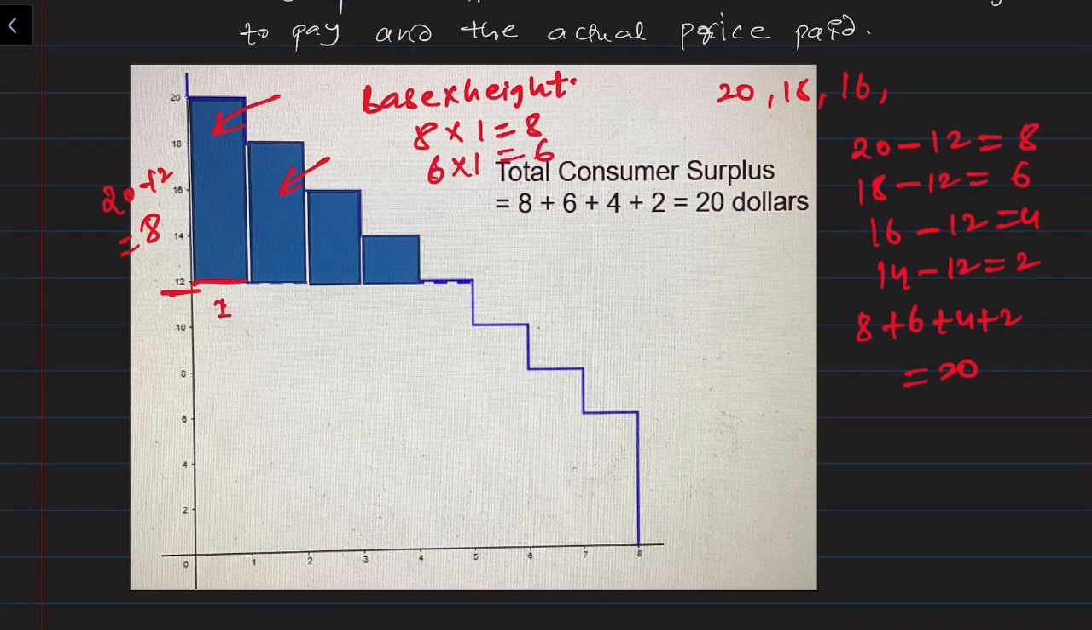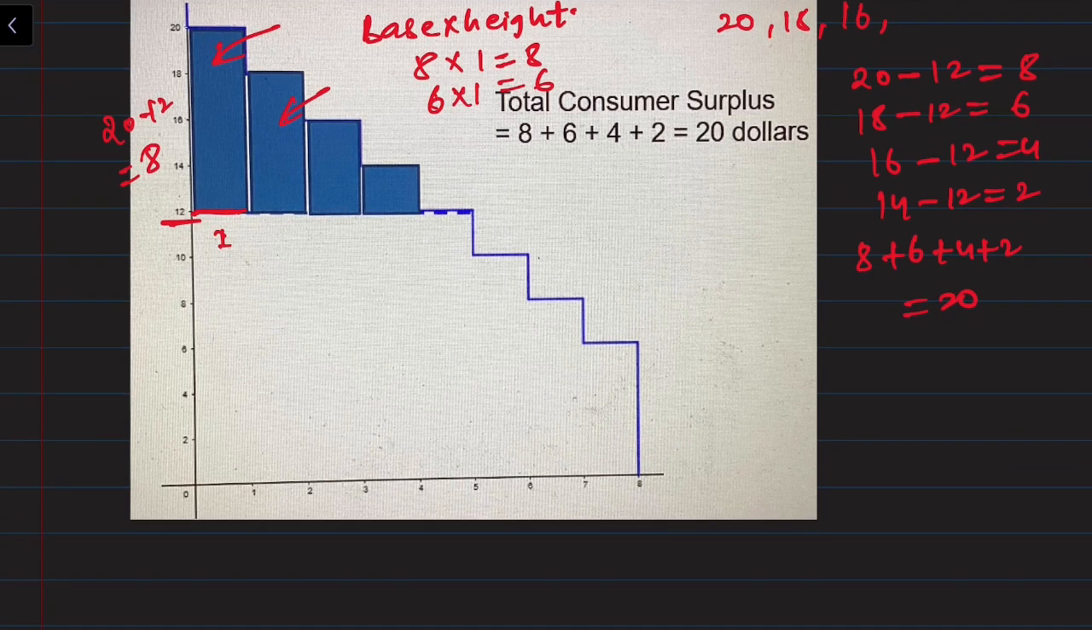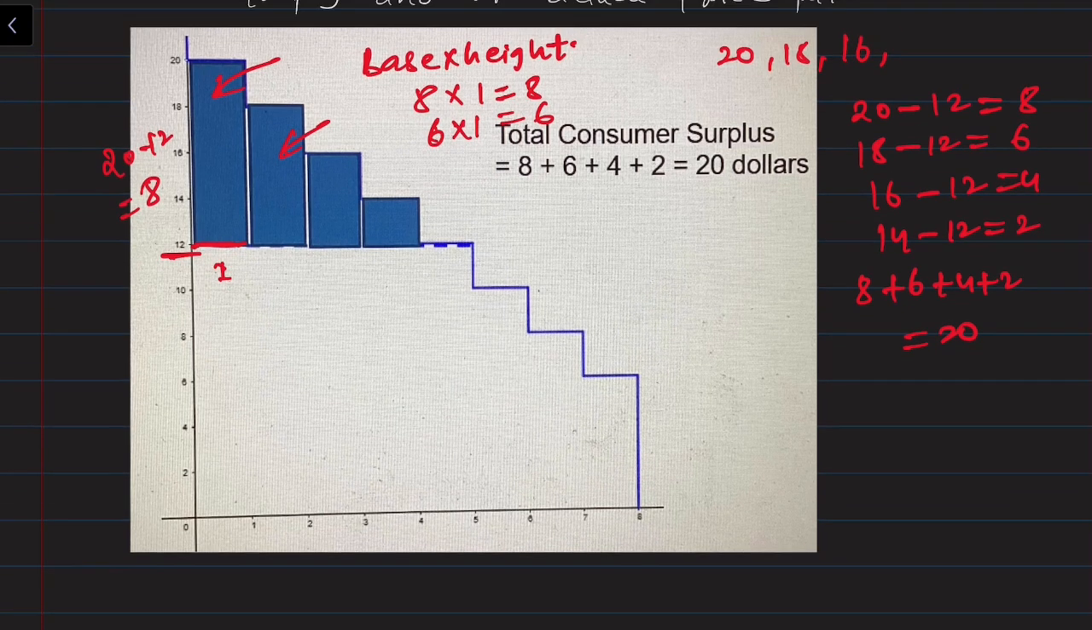Now this example has only 8 potential buyers. When there are millions of buyers in the market, the demand curve will look like a straight line. In this example, the demand curve is a step function because there are only 8 potential buyers, but when there are millions of buyers, these steps will become infinitely small and will look like a straight line.